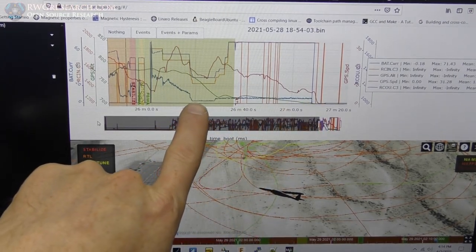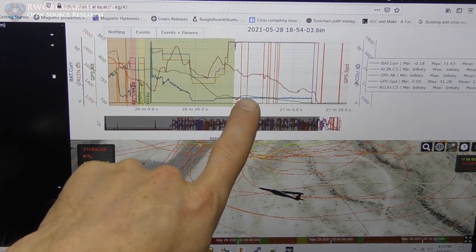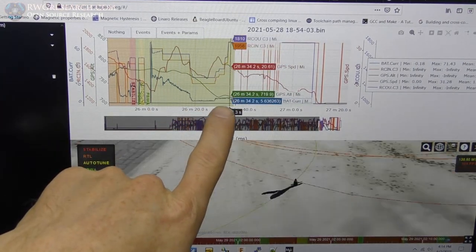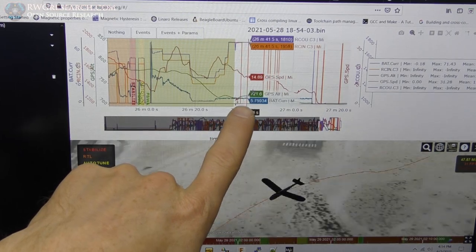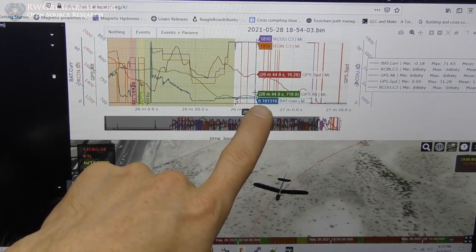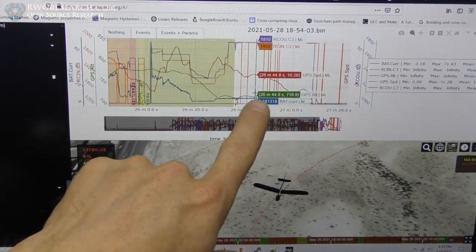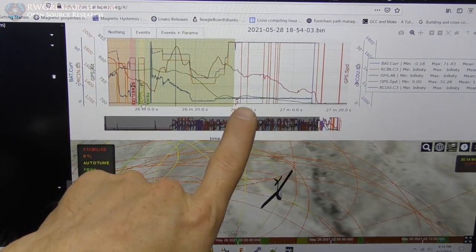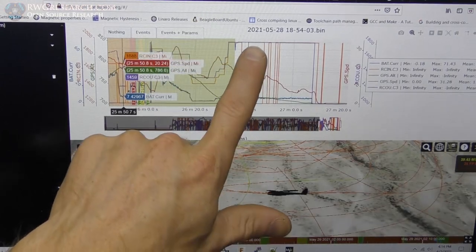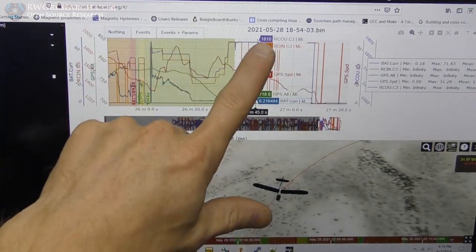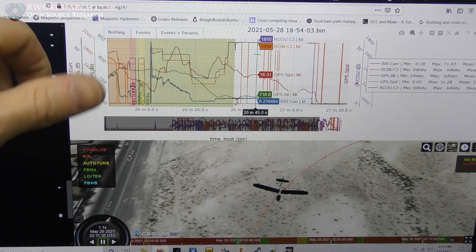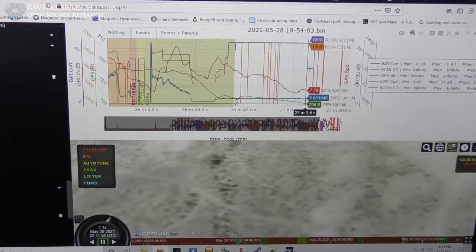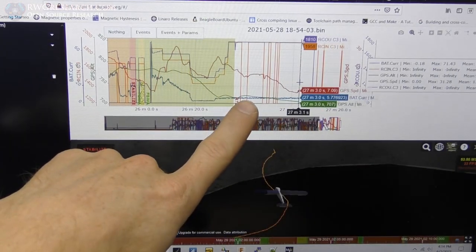Look at the current. It's flatlined all the way down here at 2 amps, 3 amps. Over here is about 5, 6 amps. When it flickers, that's the time. That's why it's flickering with 26 on there. So that's what's happening. But look at what the throttle's trying to do. It's maxed out. Throttle's all the way up. It's trying to gain altitude, but it's not pulling any battery current.